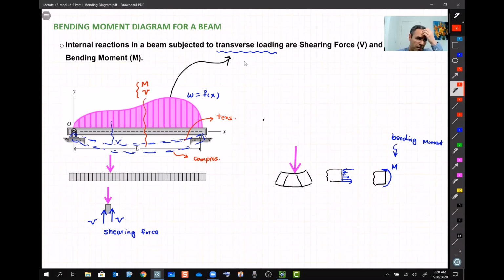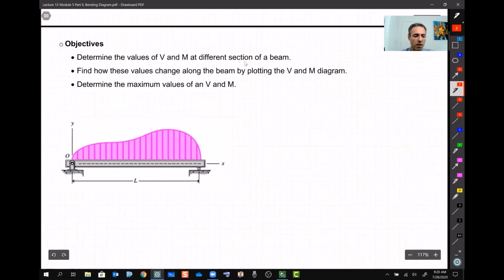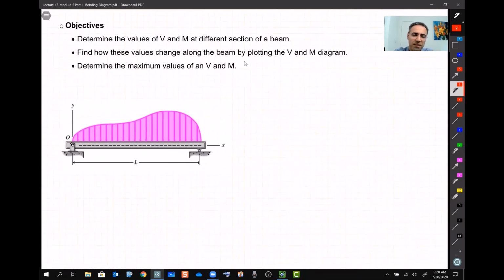So before I go further, is there any question on this part? Okay, if there is no question, let's move on. With that introduction, let's now get to the actual part of this chapter.